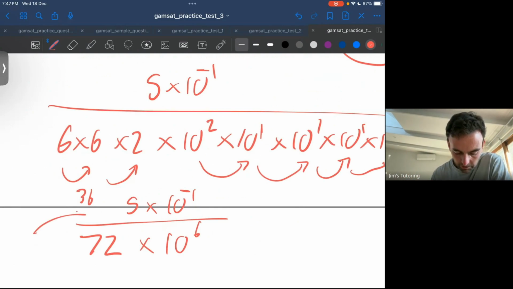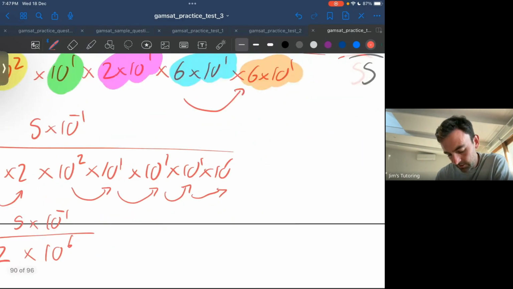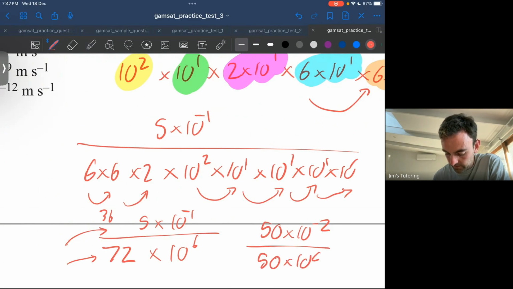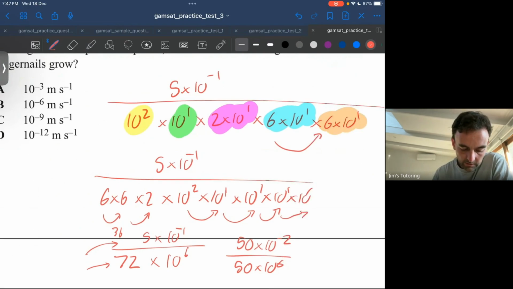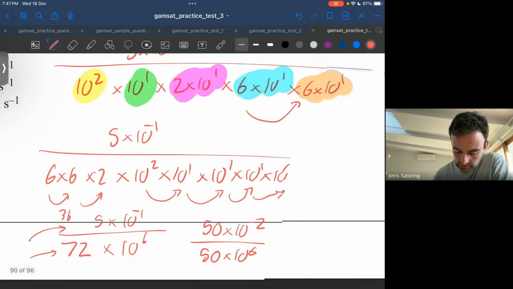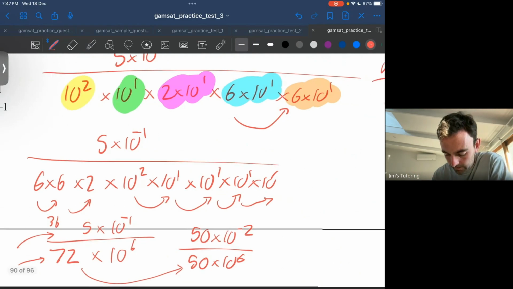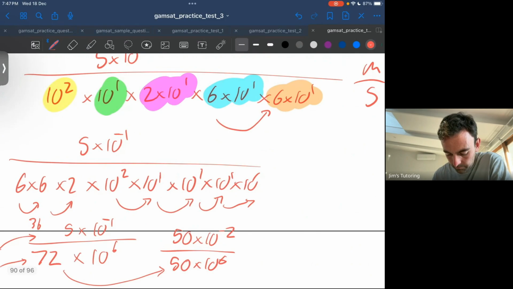I always have this rule. I make the numerator bigger than the denominator. In this case, I'm actually just going to make that 50 by 10 to the minus 2 over 50 by 10 to the 6. So you can see I'm really loose with the maths, because these are really far apart. And I think changing something from 72 to 50 probably isn't going to change my answer at the end of the day. So, I think that's fine, and it makes my maths easy.